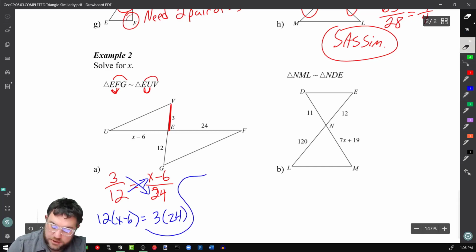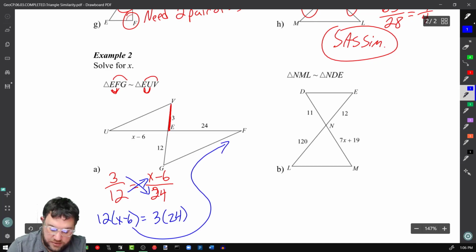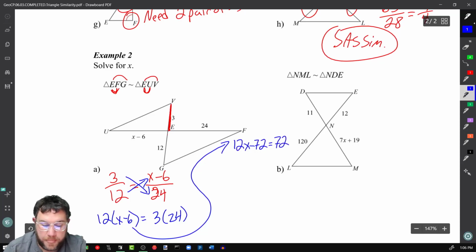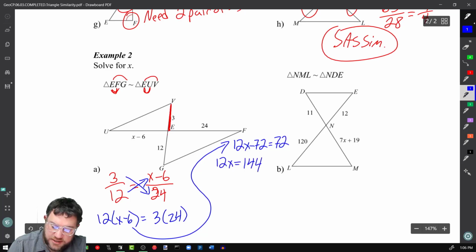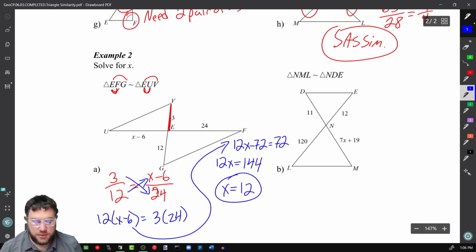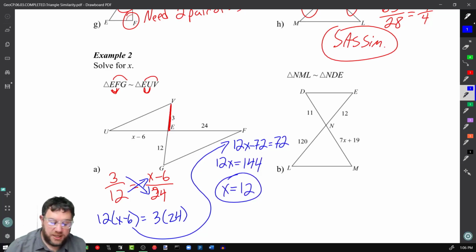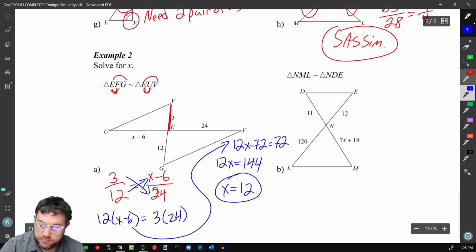And I'm going to draw an arrow to bring it up here. It's going to give us 12x minus 72 equals 72. So add 72 to both sides. 12x equals 144. Divide by 12, so x equals 12. If we wanted to, we could plug that in and find out that UE equals 6.